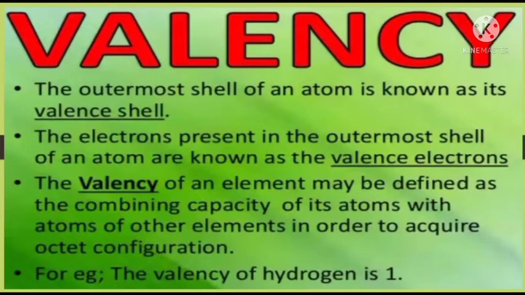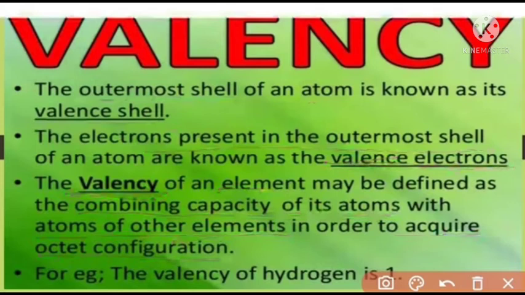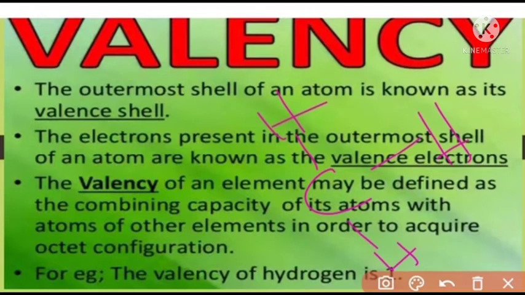Valency simply means the combining capacity of one atom with another atom, or one element with another element. For example, the valency of carbon is 4. One carbon atom can combine with 4 other atoms of the same or a different element. One carbon binds with 4 carbon atoms, or one carbon binds with 4 hydrogen atoms. So 1, 2, 3, 4: this is the valency of carbon.